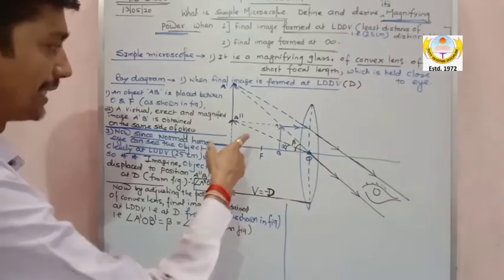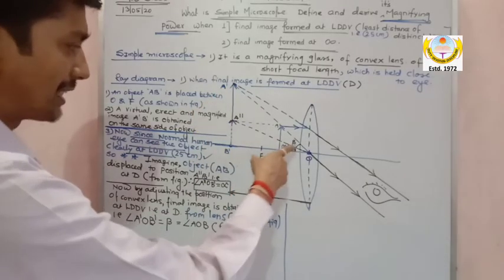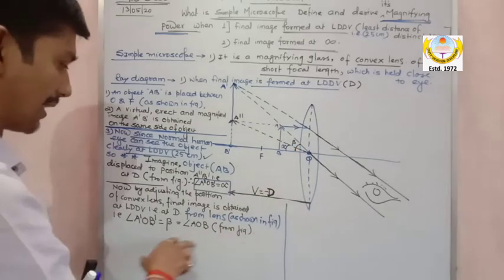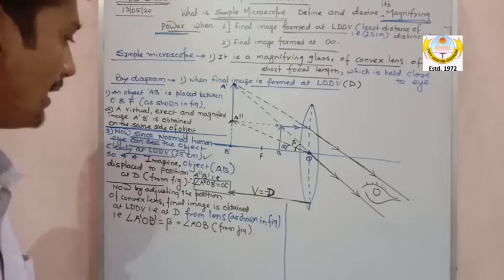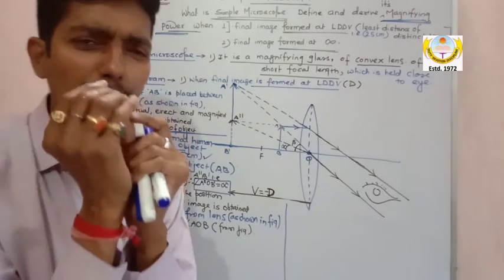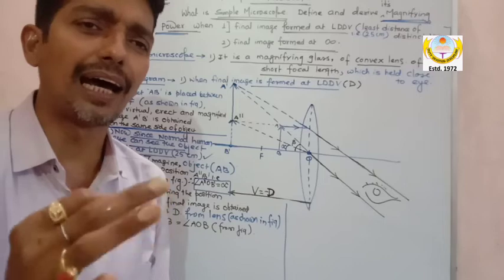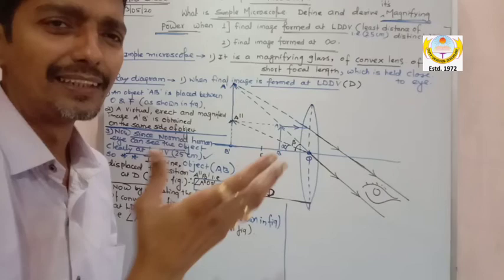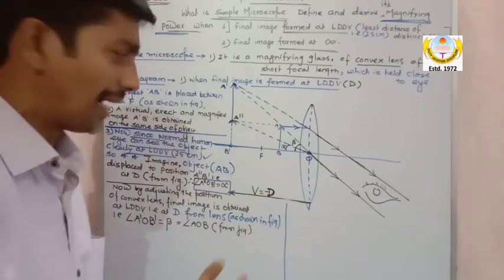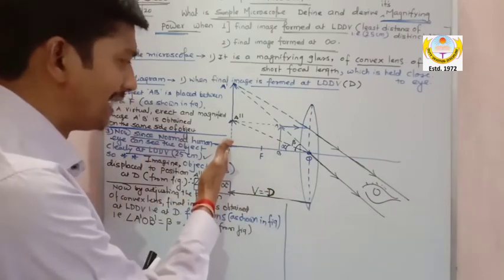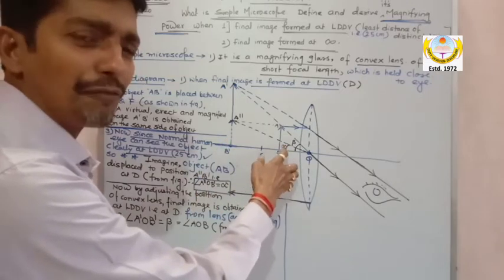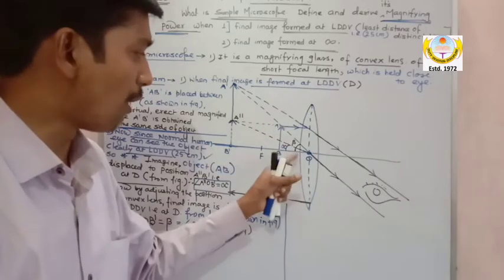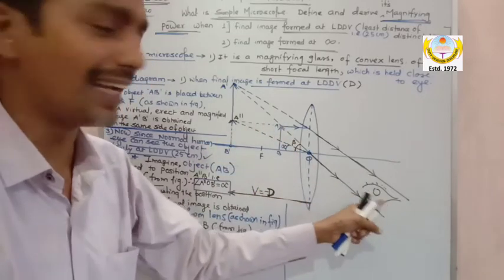And now you can see in the diagram A dash O B dash is beta, or you can see AOB, which is also beta, from the figure. So this is an important and small concept: a normal human eye can see up to LDDV, so if the object is displaced to LDDV, there is no harm. As soon as I shifted the object to LDDV, the angle formed by the object at the lens is alpha, and the angle formed by the image at the lens or at the eye is beta.